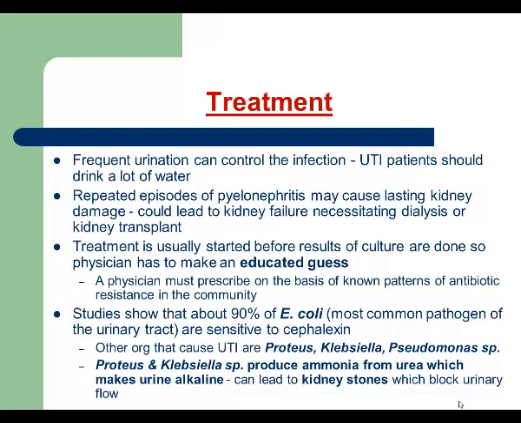As I said before, E. coli is the most common cause of urinary tract infection. And I also told you that UTI can be caused by Proteus species, Klebsiella species, and Pseudomonas species. What you have to remember about Proteus and Klebsiella species is they can make urine alkaline. So that can lead to kidney stones. So we can say that Proteus and Klebsiella species have the ability to cause kidney stones in patients.